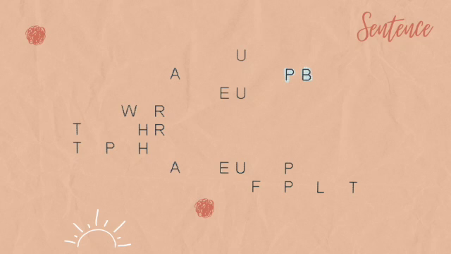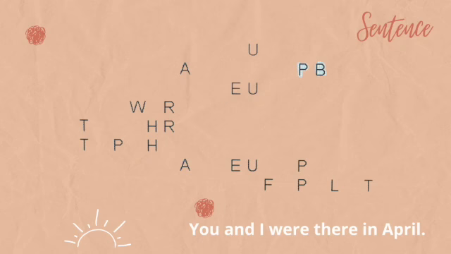How about this one? I'd like you to read this. I'm giving you 3 seconds. Three, two, one, zero. Okay, let's check your answer. Okay, there you have it. So we read this as: you and I were there in April. Okay, so that is how we are going to read that sentence. The stroke for that sentence.